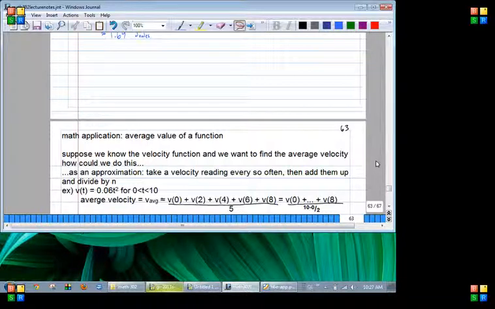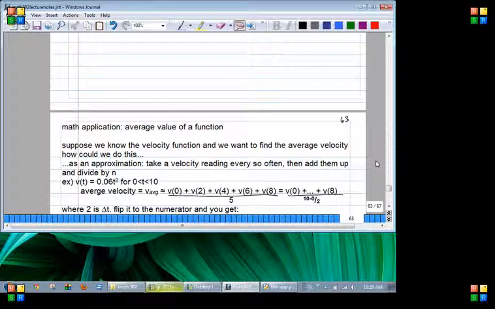So we've got a total length, or whatever distance, if you like, of 10 in our variable. And then we said we're going to take a reading every 2 seconds. So it's 10 divided by 2. So 2 is our delta t. Well, we don't want delta t in a fraction in a fraction. So we're going to straighten that out by flipping it to the numerator.